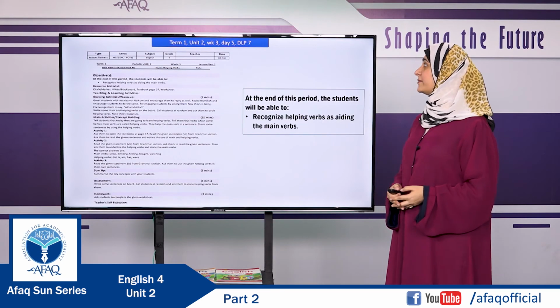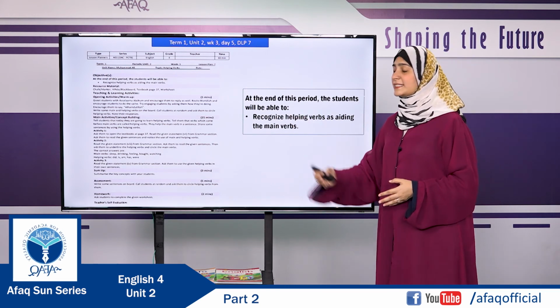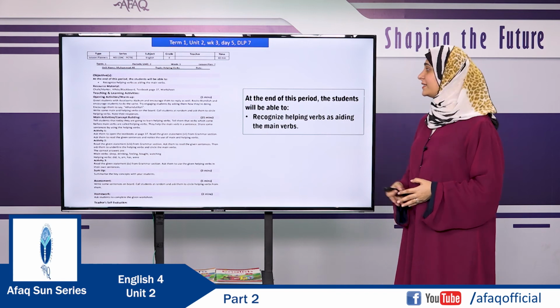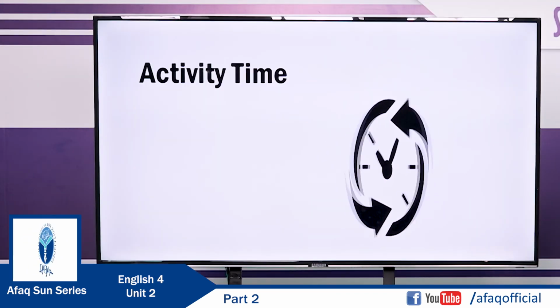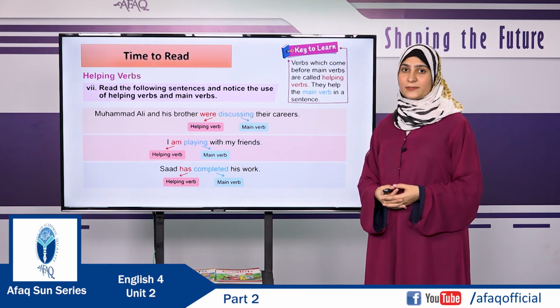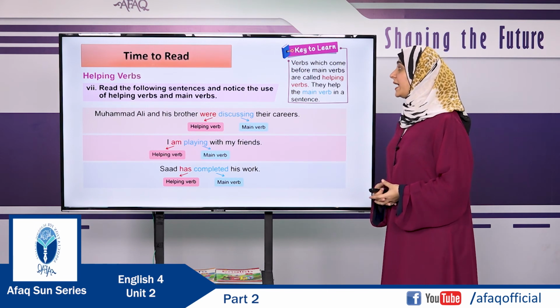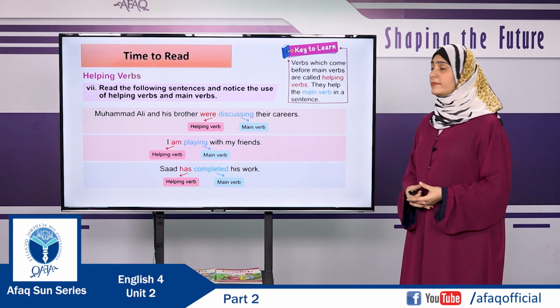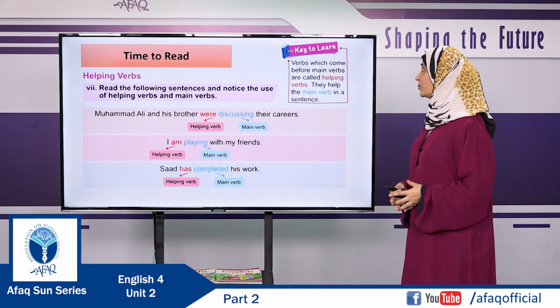Let's move towards our next Term 1 Unit 2 Week 3. It's Day 5 and the DLP 7 is given for your further assistance that will cover the following learning objective. Let's start our activity. Dear students, we are going to learn about the helping verbs. Read the following sentences and notice the use of helping verbs and the main verbs. Let's learn about the rule about helping verbs.